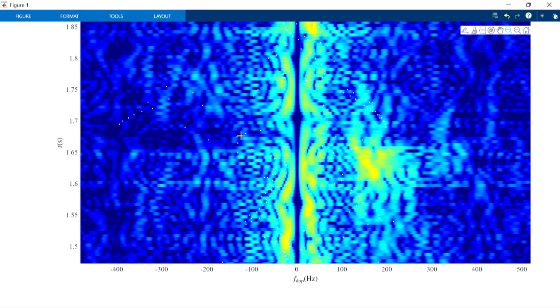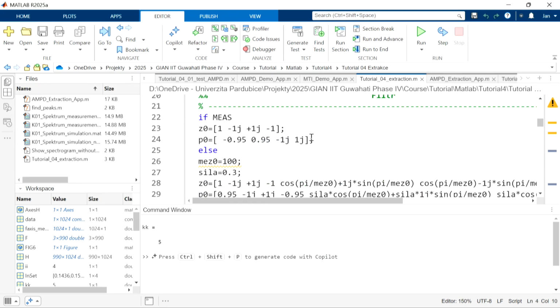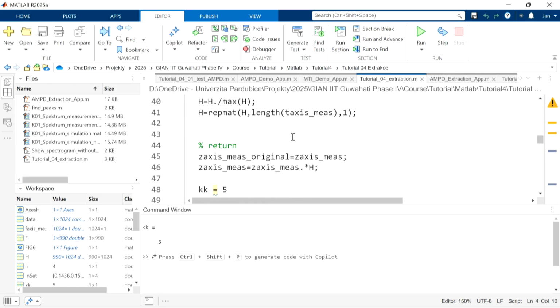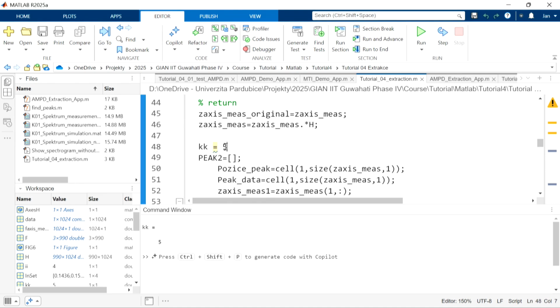Why? Because KK is the parameter of the local maxima detection. So try to tweak this parameter, use another value of KK and try different values. It is on line 48, so try plus 10, change it again and run it and check what the results are. 20, 30, 40. Just continue please with this one.